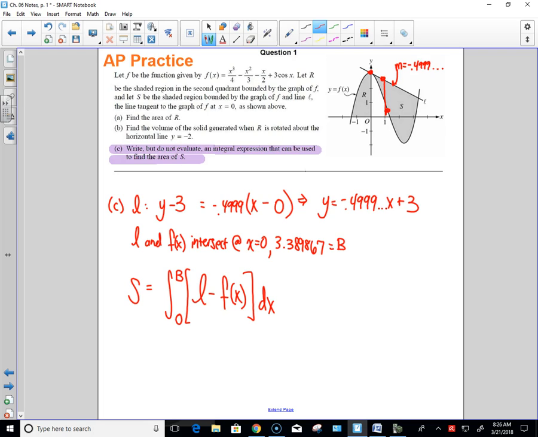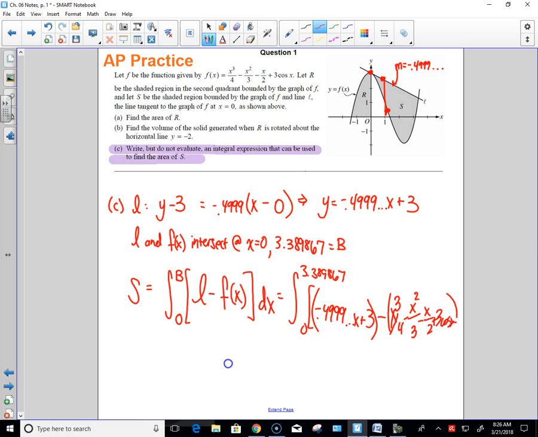Now, could you have been super snazzy and gone ahead and actually plugged in the integral from 0 to 3.389867 of negative 0.4999999 x plus 3 minus x cubed over 4 minus x squared over 3 minus x over 2 plus, could you have done this? And the answer is totally yes.